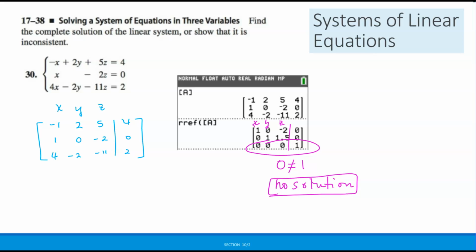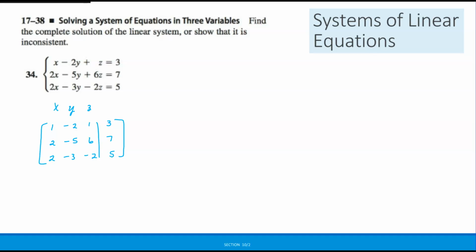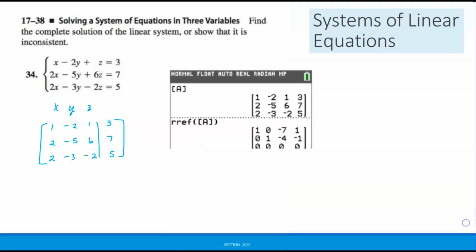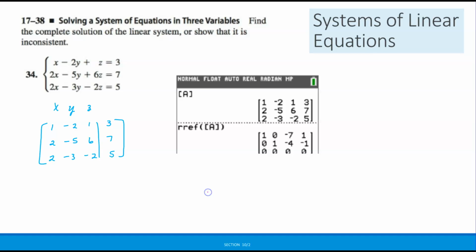Okay, we're ready for our last example of part 1. Again, we have our system of 3 equations, 3 unknowns. We form our augmented matrix. We go to our graphing calculator. We enter in matrix A. We RREF matrix A. Again, I'm not going to get a unique solution, because we don't have that diagonal of ones.